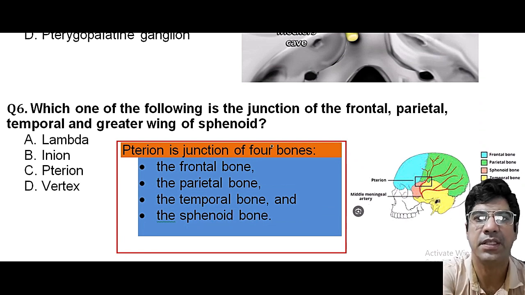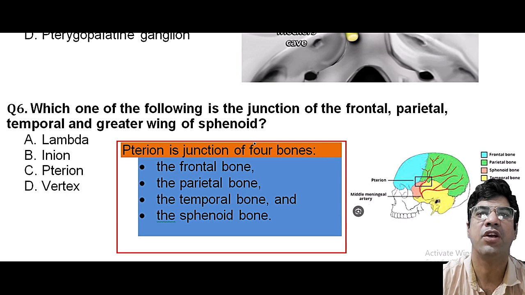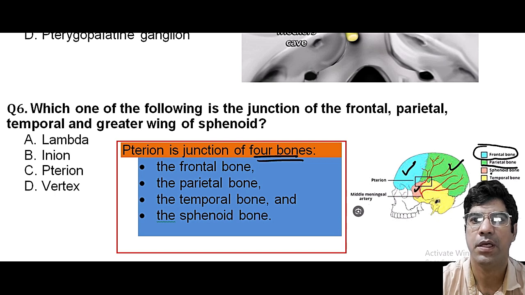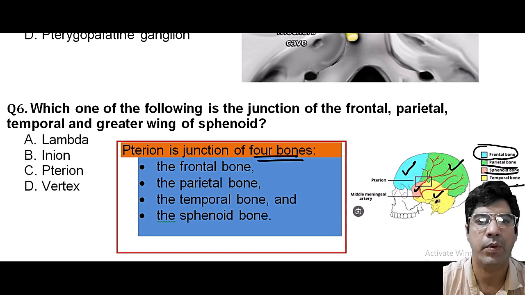Which of the following is the junction of frontal, parietal, temporal and greater wing of sphenoid bone? Well, the answer is pterion. So pterion is the junction of four bones. Which four bones? This one is the frontal bone. This one is the parietal bone. This one is the sphenoid bone. And this one is the temporal bone. So four bones. Remember, frontal, parietal, temporal and sphenoid bone. It's the pterion. Option B.